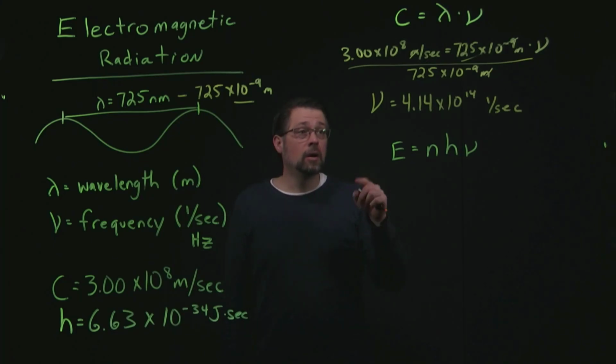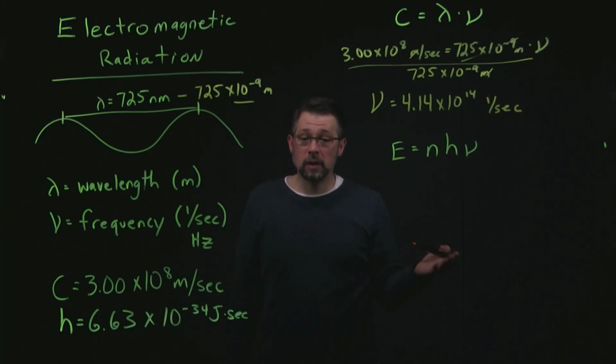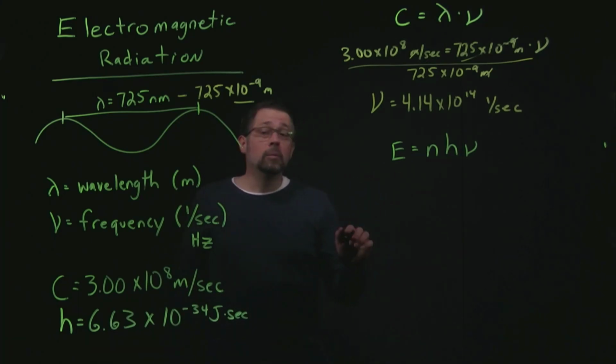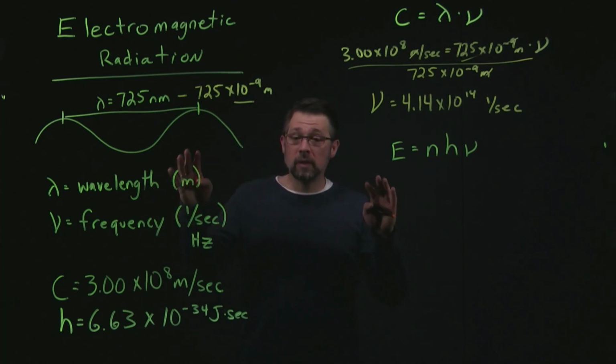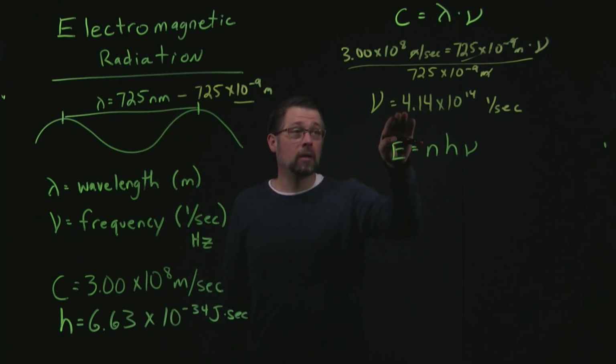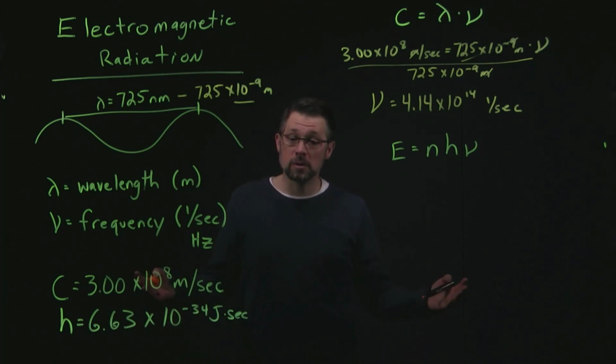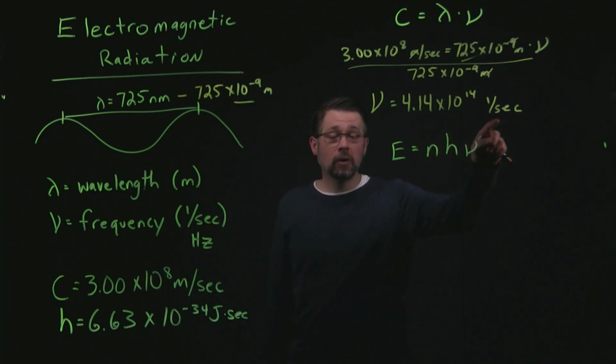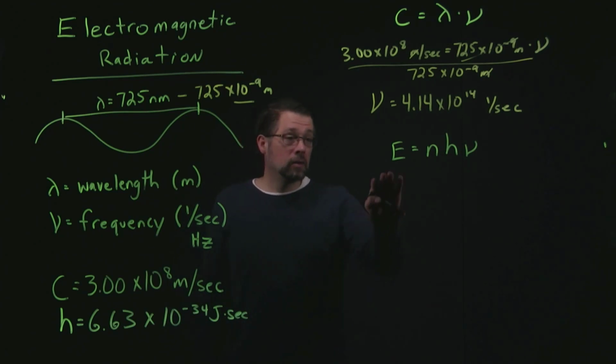That's the same as 4.14 times 10 to the 14th hertz. Now, both those things represent the same red light. I could represent it as 725 nanometers, or I could say it's the same as 4.14 times 10 to the 14th reciprocal seconds, or hertz. Now, once you have hertz, you can plug that in to this equation.